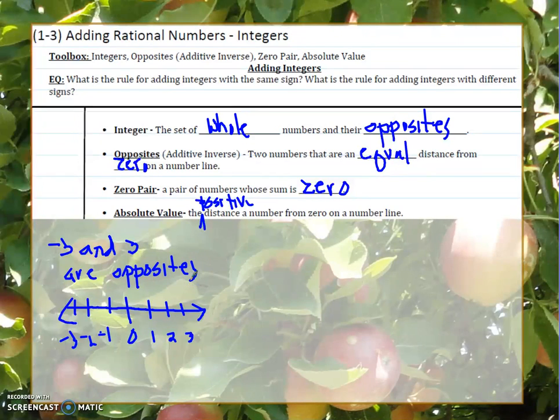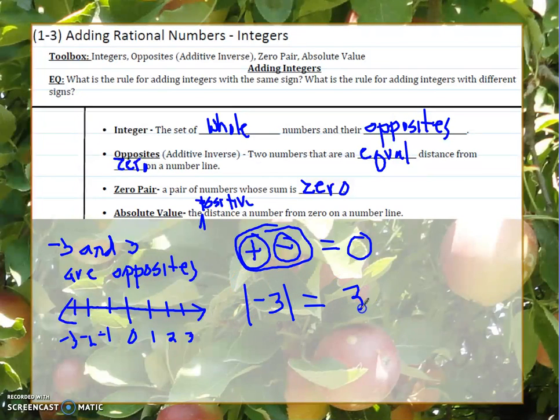Zero pair. Zero pair is when you have a positive number and a negative number, and they cancel out and they make 0. Absolute value is always the positive distance from a number, from 0 on a number line. So if I said the absolute value of negative 3, it would be 3. If I said the absolute value of 3, it would still be 3.